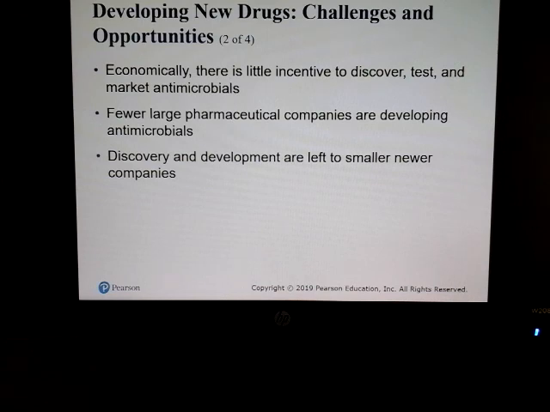There's not a lot of new antimicrobials out there, guys, because there's not a lot of money to be made, but there's a lot of other types of things that are coming up the pipeline, hopefully, to take care of this problem of antibiotic resistance.